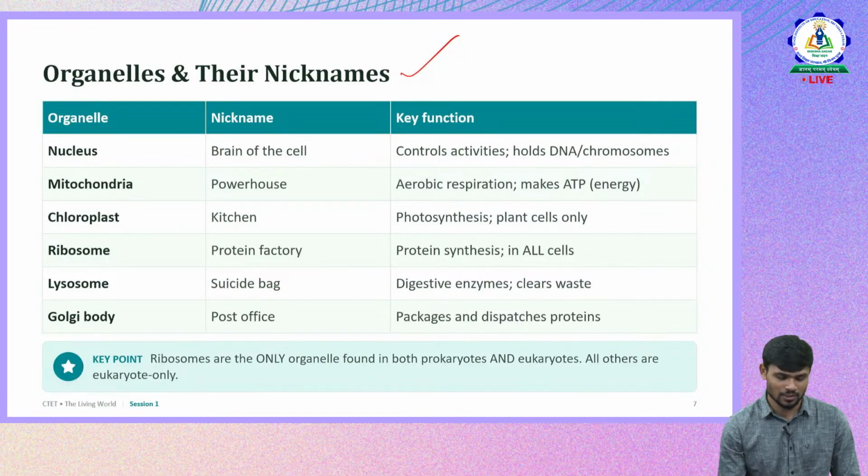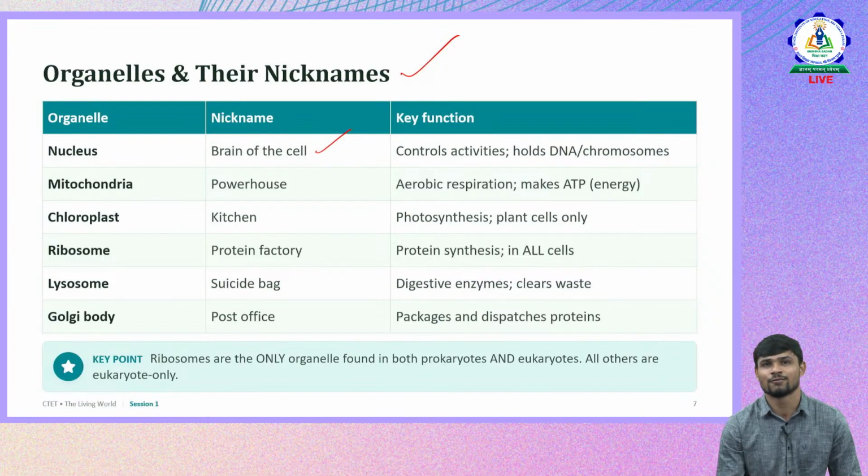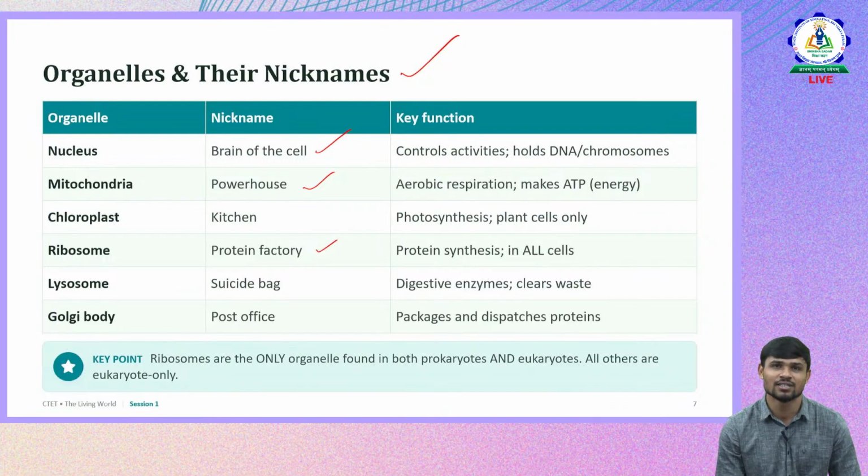From the perspective of CTET, we should be able to know the function of each organelle and what the nicknames are. Sometimes a question will be asked, which among the following is the brain of a cell? They'll give four options of organelles, and we have to identify which one is the brain of a cell, or which one is the powerhouse of a cell, which one is the protein factory of a cell. So this is how different names are given to different organelles based on the function that they do inside the cell. So this is how questions are asked.